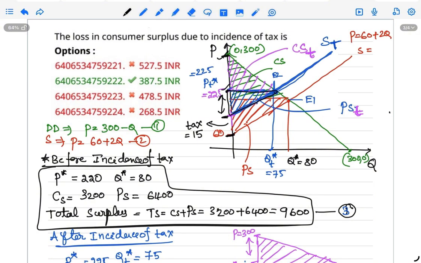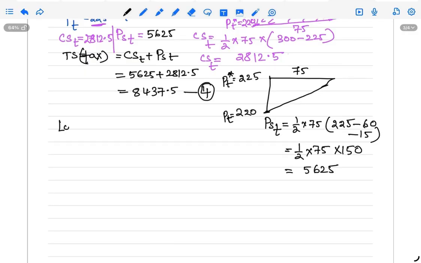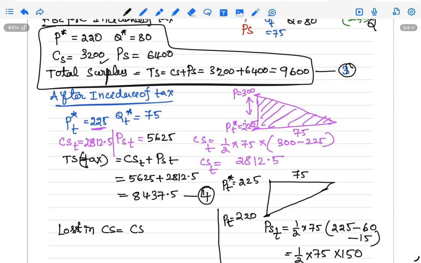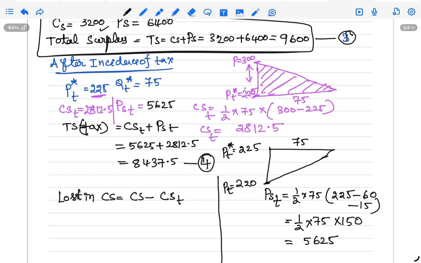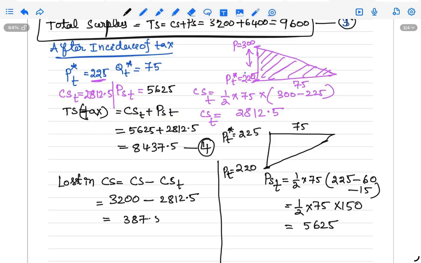Loss in consumer surplus due to incidence of the tax, this is the question, right? Loss in CS equals CS minus CST after tax. CS is 3200 minus CST is 2812.5, equal to 387.5. So the loss in consumer surplus is 387.5.